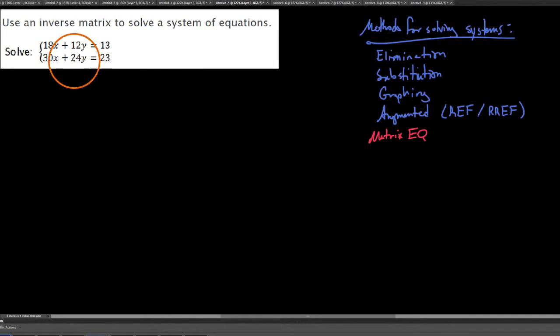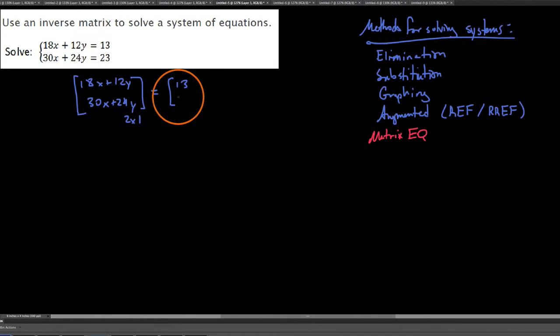One thing I want everybody to notice here is this. Because of matrix equality, we could write two matrices: 18x plus 12y and 30x plus 24y. That's a 2-by-1 matrix. It has two rows and one column. That's technically equal to this matrix over here on the right, because two matrices that have the same order and are equal have equal corresponding parts. So I can clearly see that 18x plus 12y equals 13 and that 30x plus 24y equals 23.